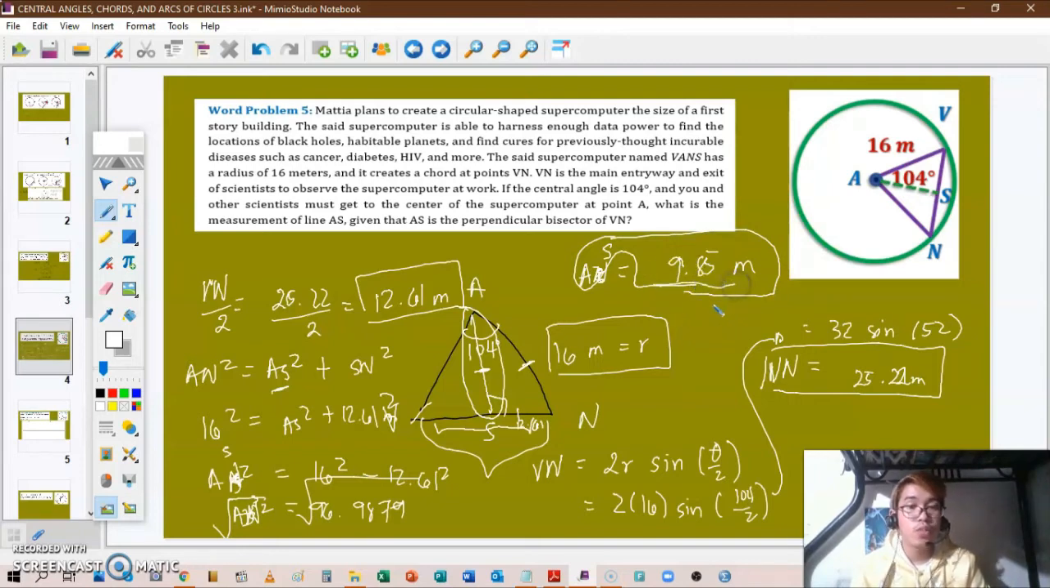So we solved it by finding the measurement of the chord using this formula. After we found Vn and also Sn, we used the Pythagorean Theorem, and we found that the value of AS is equal to 9.85 meters, because 16 squared minus 12.61 squared is equal to 96.9879, and the square root of that value is 9.85 meters.